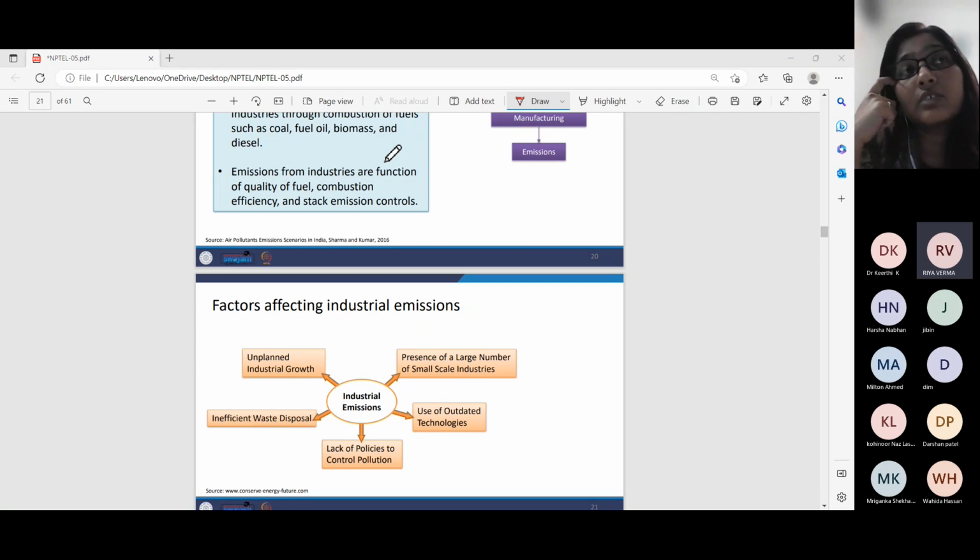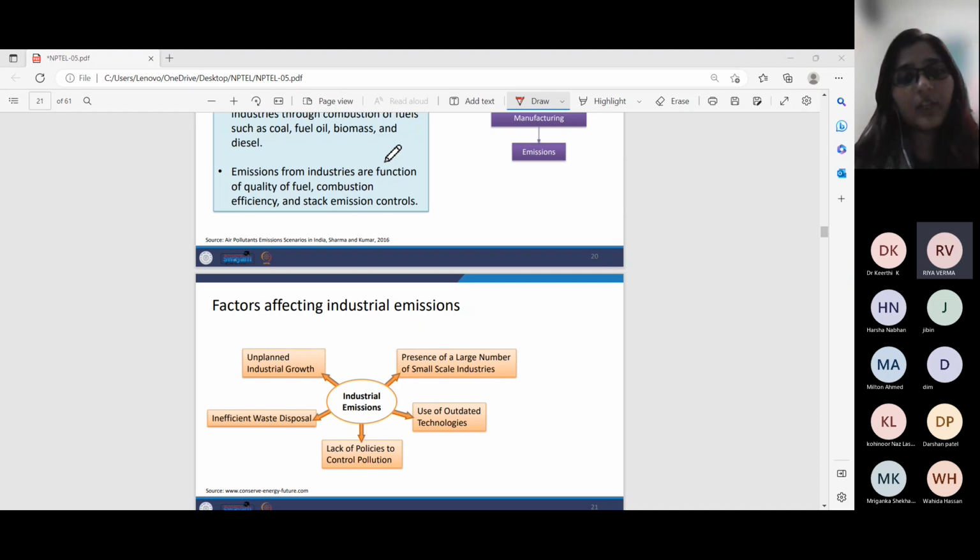Next is the use of outdated technologies. Definitely modern, up to date technologies are better at dealing with industrial emissions, because these days we are more concerned about the environment. So we are building technologies that generate a lesser amount of emissions. If you are continuously using technologies that are outdated or were used in the past, they will create more emissions as compared to modern technologies.